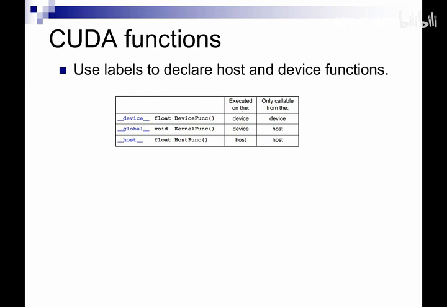Okay, if you label your function with global, right, then this is being executed on the GPU, but it's called from the CPU. For example, to start your GPU program, you need a global function on the GPU that the CPU can call. And then you can have these host functions, so double underscore host double underscore, and this is a CPU function that is also called from the CPU.